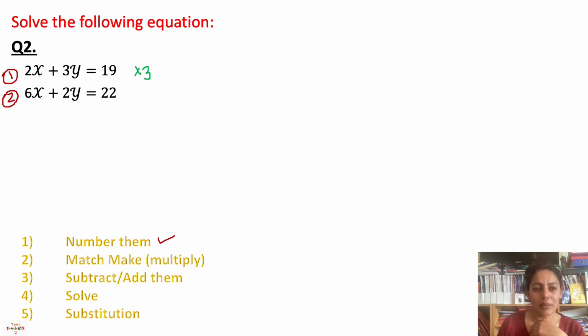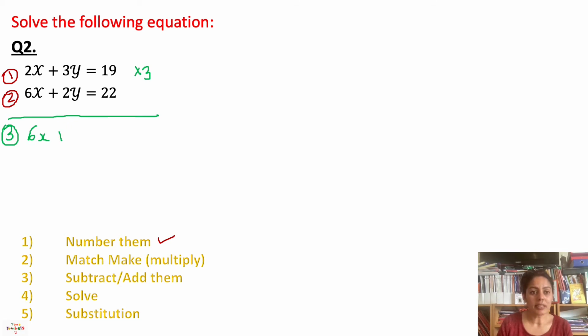Well, I'm going to call this equation 3 now, okay? I'm going to draw a line here. And I'm only going to multiply equation number 1 by 3, because 2x multiplied by 3 will give me 6x. And that's excellent because equation 2 has also got a 6x. So now my matchmaking stops. I've got two 6x's. That's going to be brilliant.